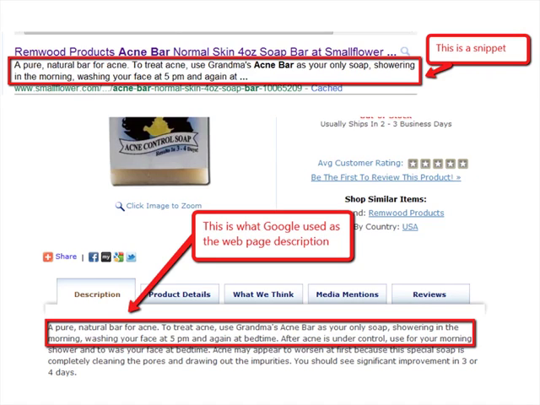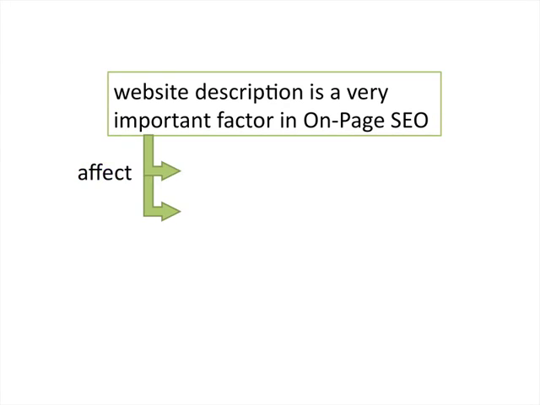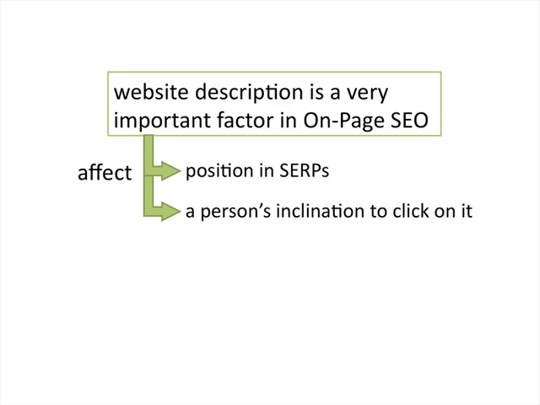Like your web page title and keyword choice, your website description is a very important factor in on-page SEO. It can affect your position in the search engine results, as well as a person's inclination to click on it. Remember, you can influence Google on what to put in the web page summary by optimizing your meta description. Watch out for my next video on the best practices in writing a meta description.